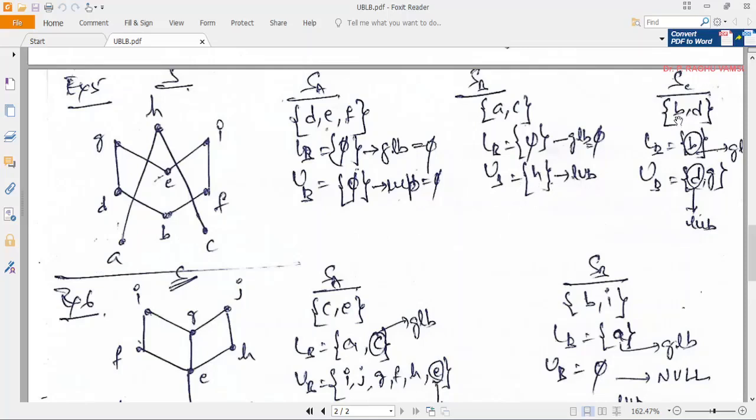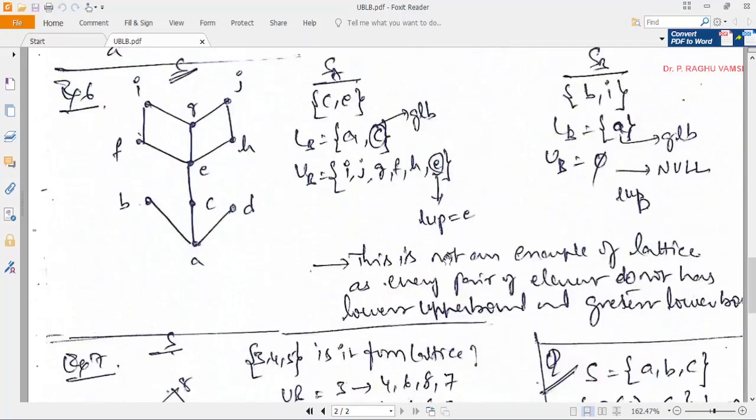While coming to another set, B comma D, B and D are there. Below B nothing is there, but for D, what is the lower bound? Under D, B is there, so the lower bound will become B. While coming to the upper bound, from D we can reach G, and D can also be included because of reflexivity, D comma G. So here the lowest upper bound is D, and the greatest lower bound is B.